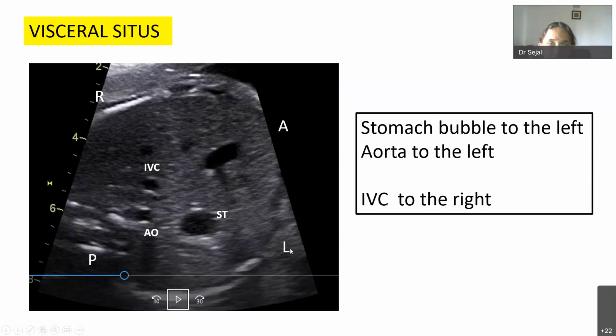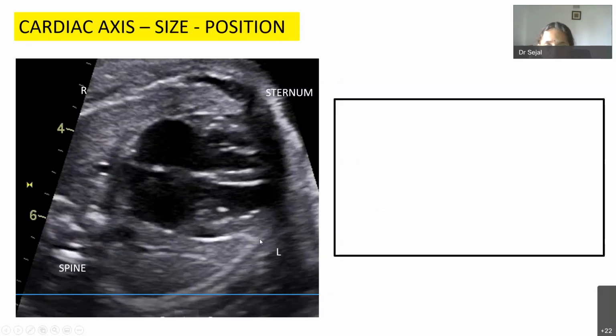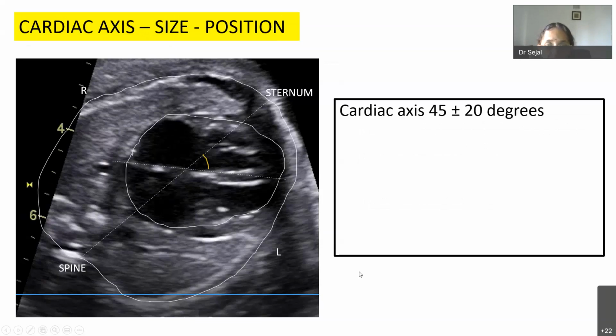So this is left, this is right. I make sure that my aorta and the stomach bubble are on the left side and IVC is on the right. After I have done this, I will go to the four-chamber view. So when I have the four-chamber view, I can double check my cardiac axis, size and position.